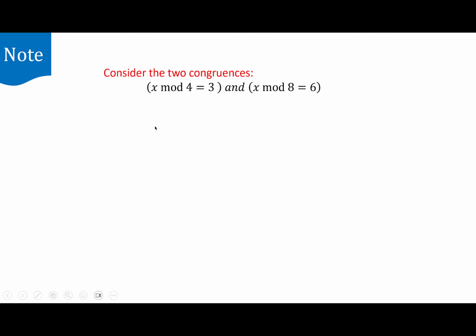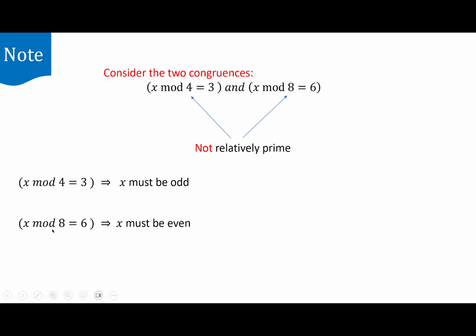Note. Now let's consider these 2 congruences here. Those are not relatively prime, because their greatest common divisor is 4. The first one, x mod 4 equals 3, means x must be odd. The second one, x mod 8 is equal to 6, means x must be even. So x must be odd and even at the same time. It's impossible, so this system has no solution. That's why the condition of being relatively prime is very important.